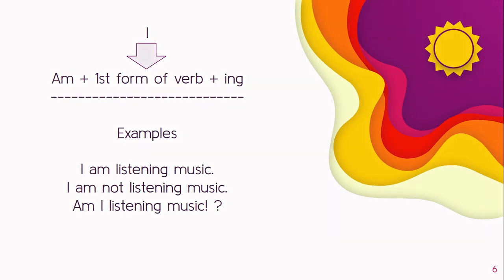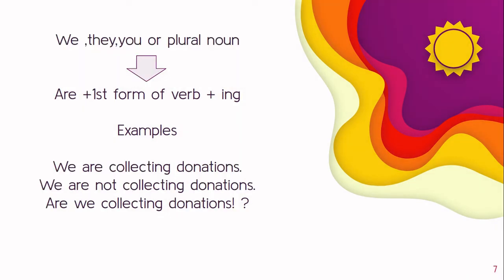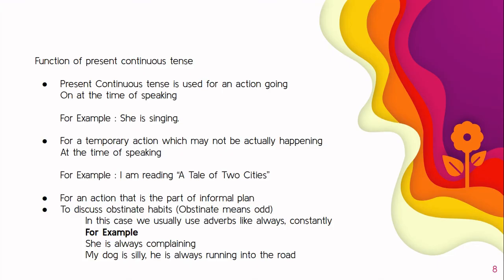Am I listening music? We use are plus first form of verb and ing with we, they, you and plural nouns. For example, we are collecting donations. The negative sentence is we are not collecting donations. The interrogative sentence is are we collecting donations?